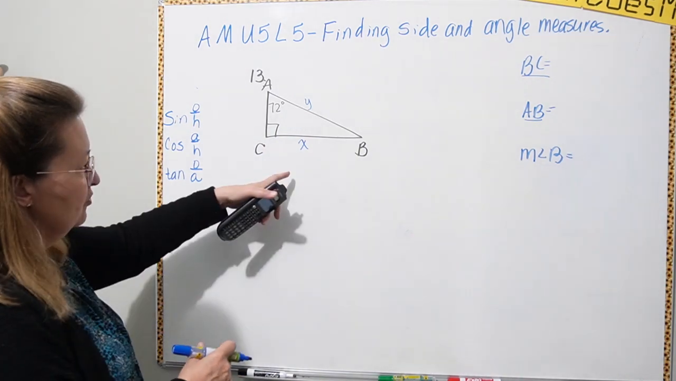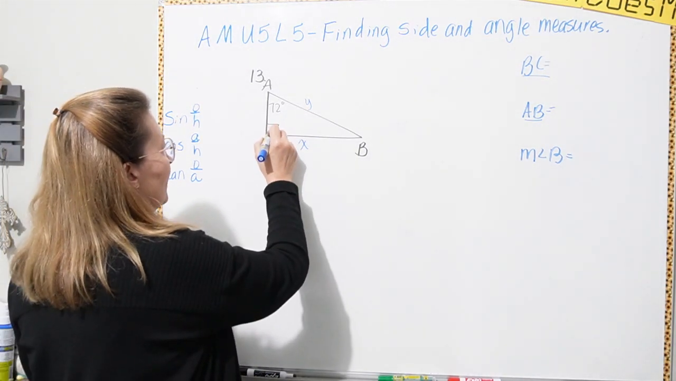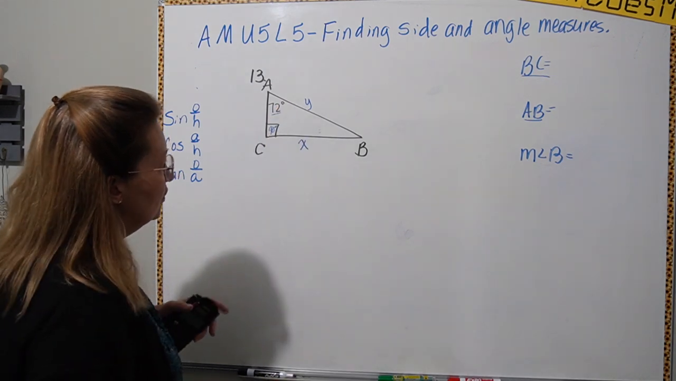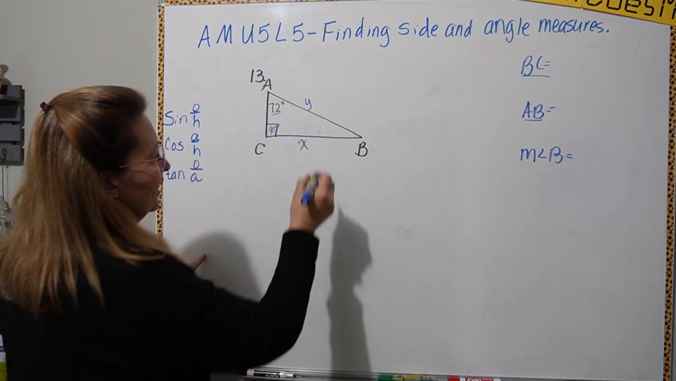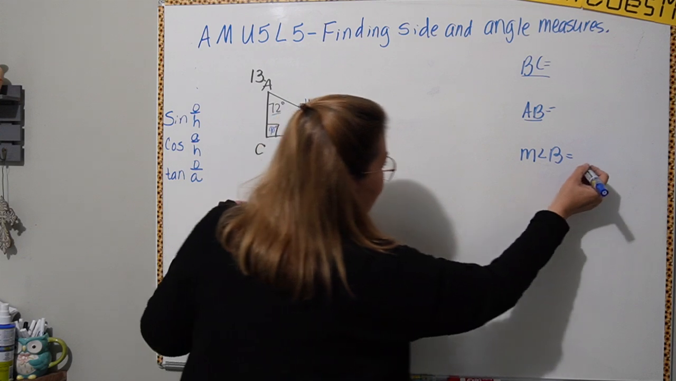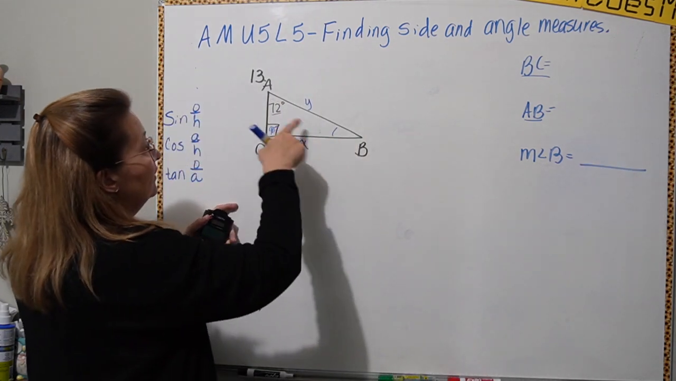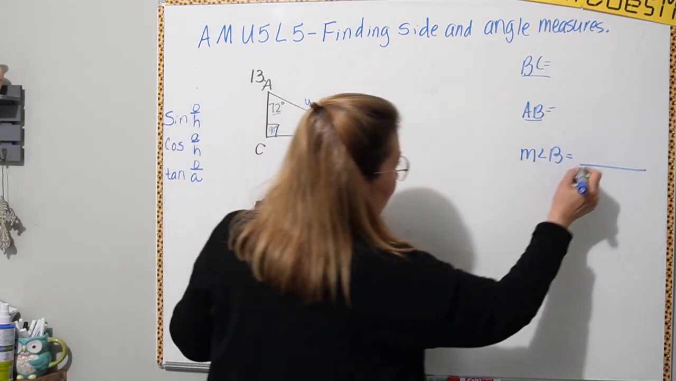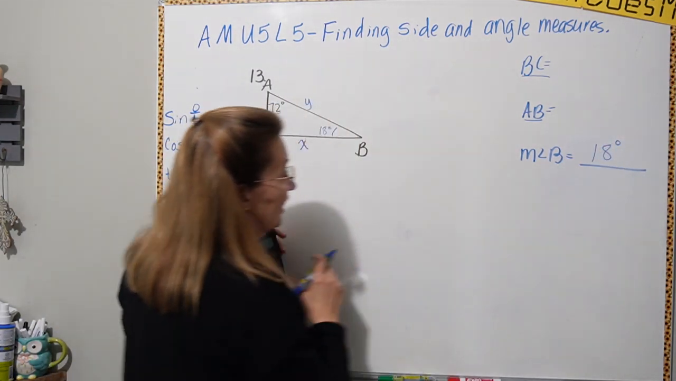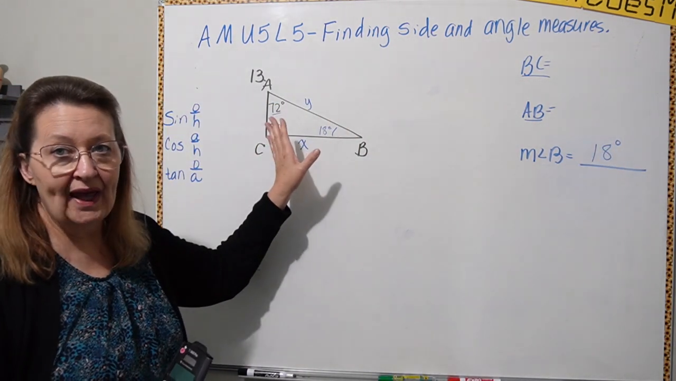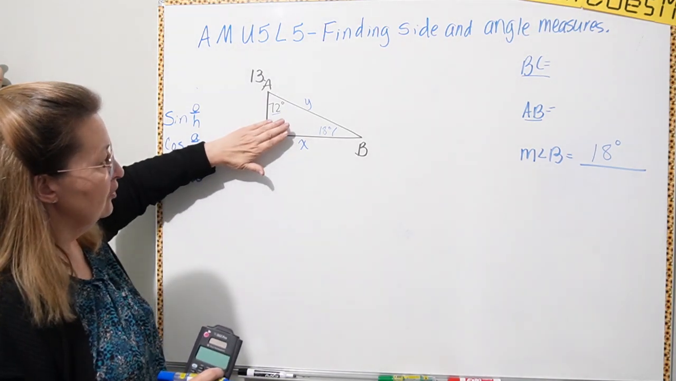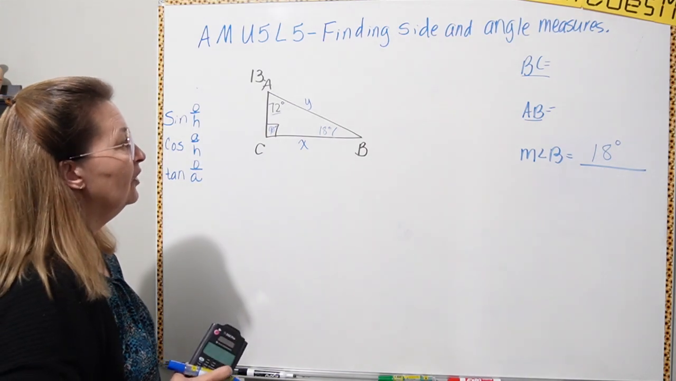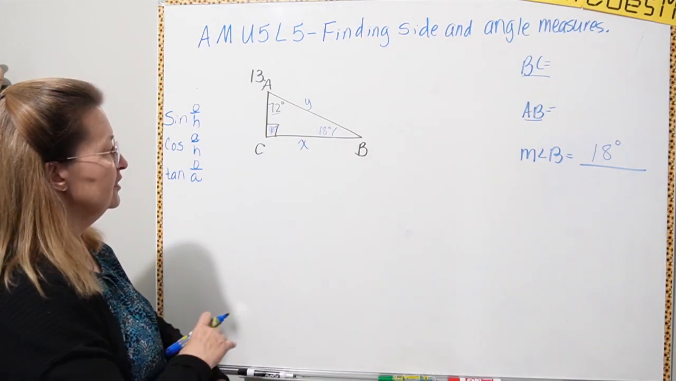Now, when we look at this one, we know that this angle is 90 degrees. We know that this one is 72. So what can I do to find what angle B is? Well, I can do 90 minus 72. And that's going to give me 18 degrees because the sum of the measures in a triangle is 180. You've already got 90 down here in your right one, so 90 minus this one would have to give you this one. Okay, now we're going to need the trig functions for the other one.